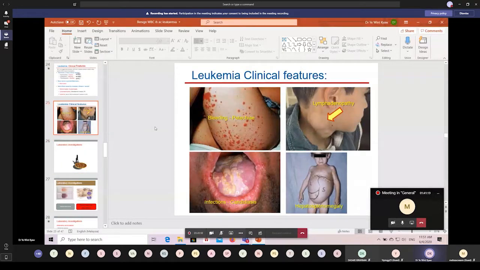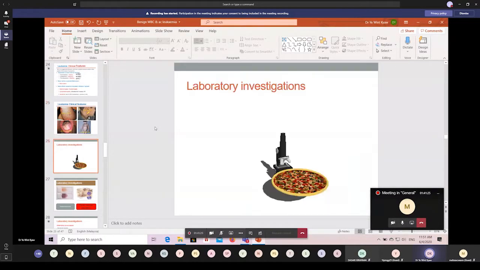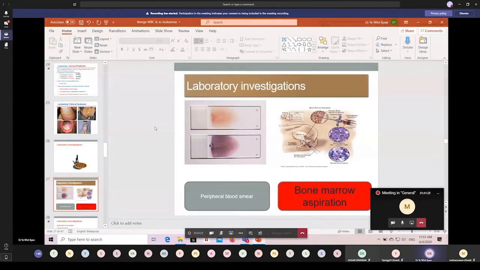The clinical features are hepatosplenomegaly, infection, lymphadenopathy and bleeding. For investigation, we do blood film, plasma, and another one, bone marrow aspiration. Aspiration means to take. I think you have seen it in Korean movies.